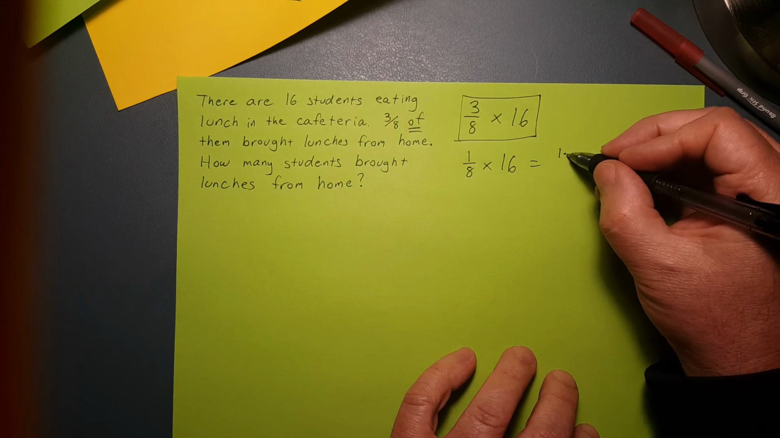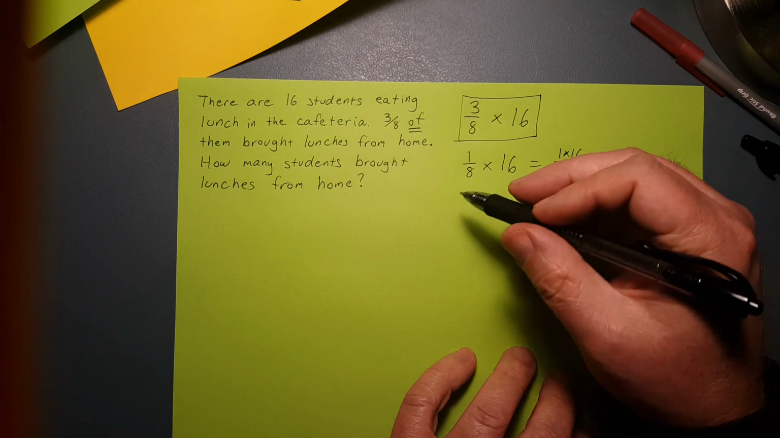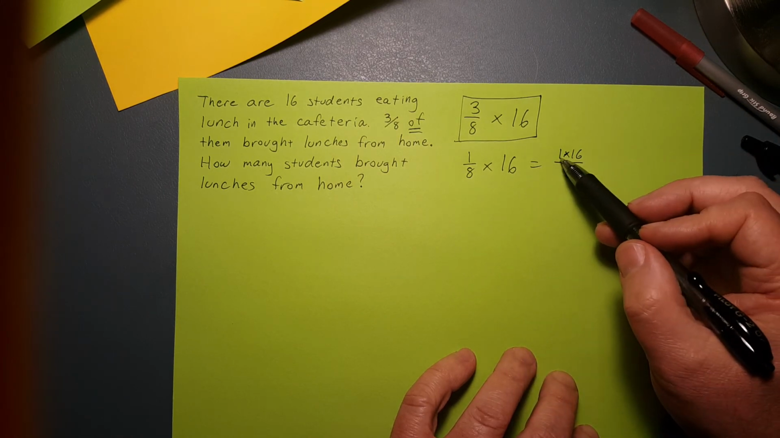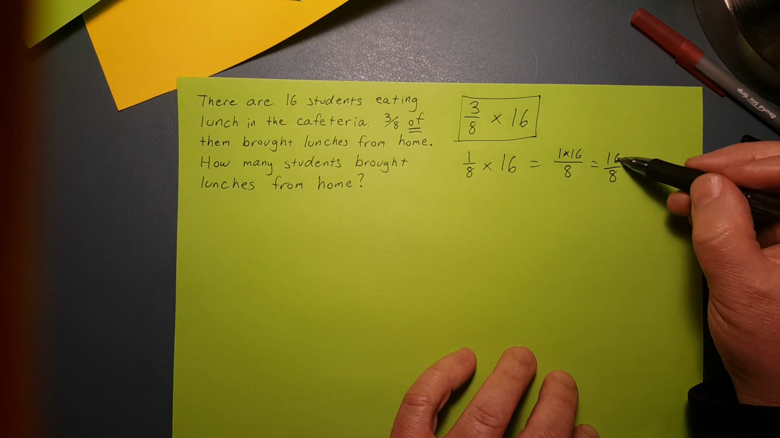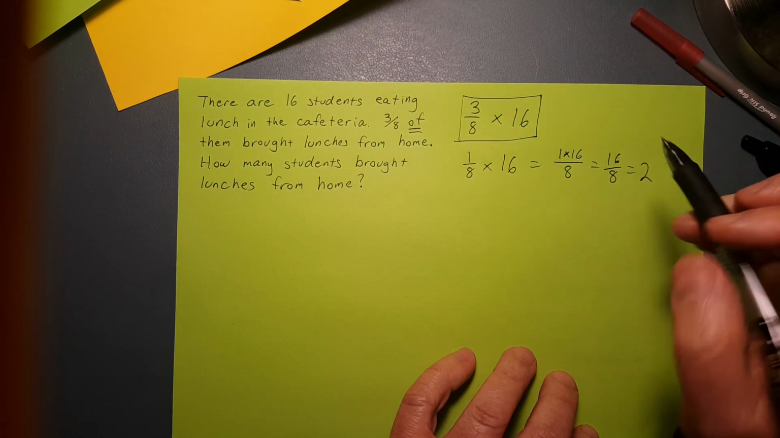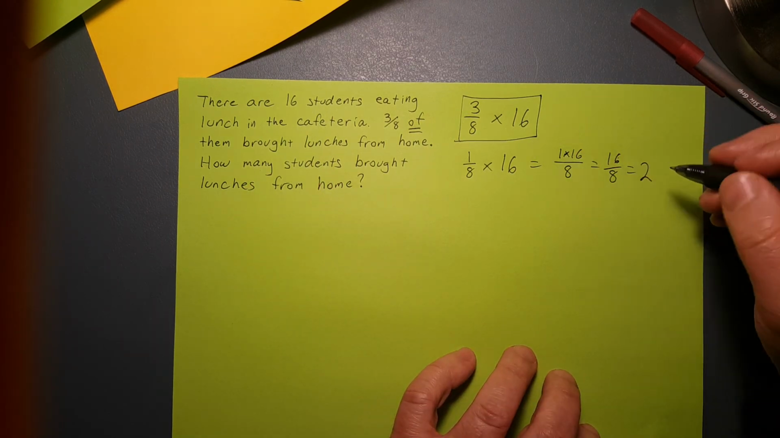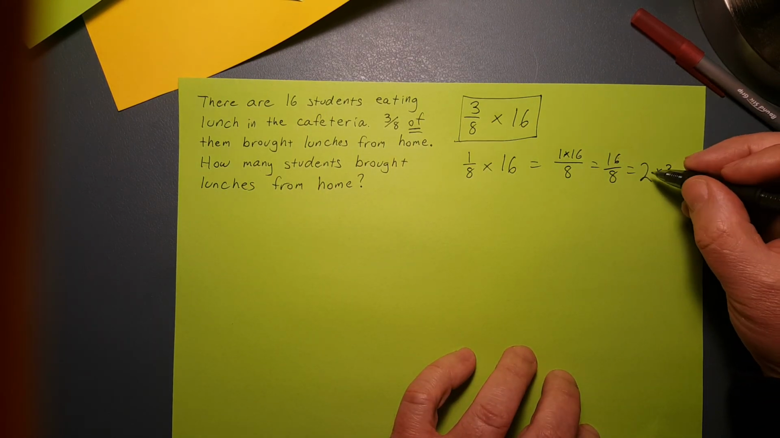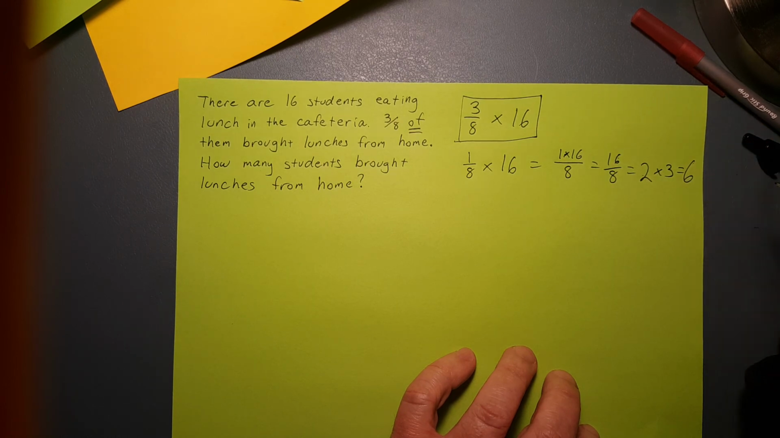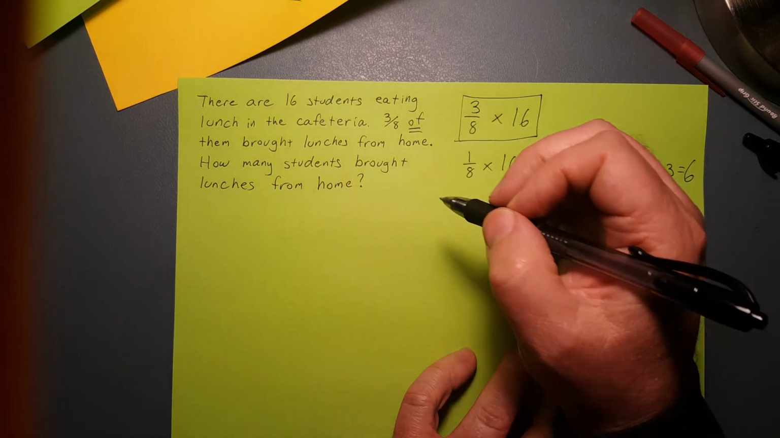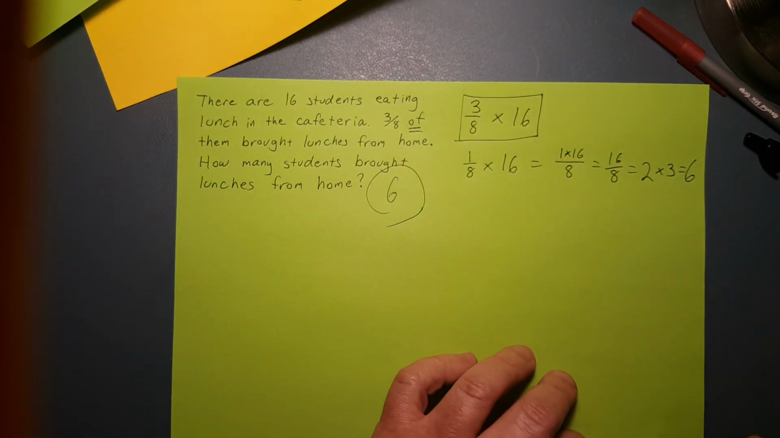Which is 1 times 16. We're not going to write out the 1/8 16 times, because we just know it's going to be 16/8. And 16 divided by 8 is 2. So 1/8 is 2. How much is 3/8? Well, let's multiply that by 3. 2 times 3 is 6. So 6 students brought lunch from home.